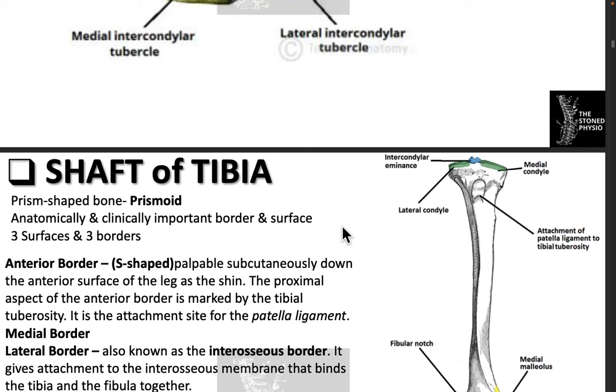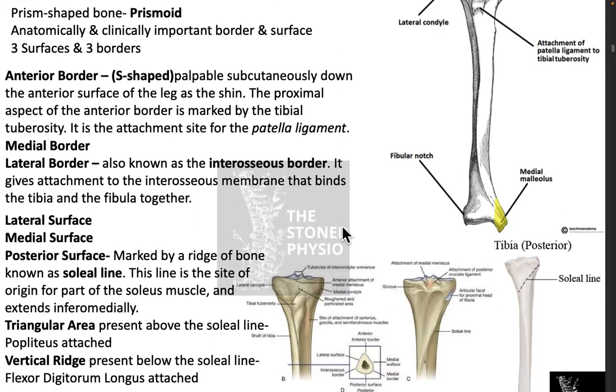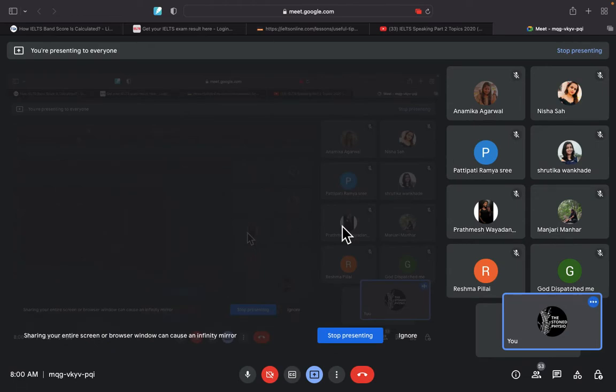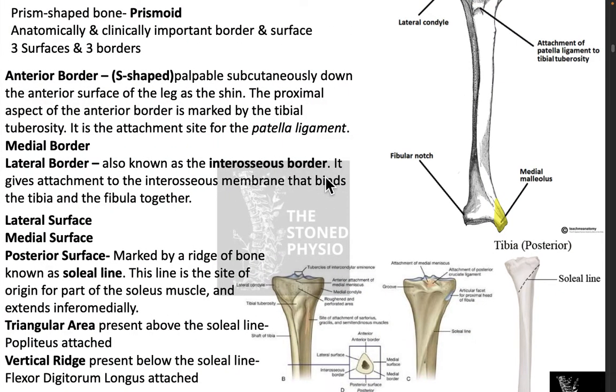Okay, that was what we have talked about regarding the proximal part. Now let's talk about the shaft. I hope this is not getting boring, okay? Is it good? Yes, sir. Okay, let's go.